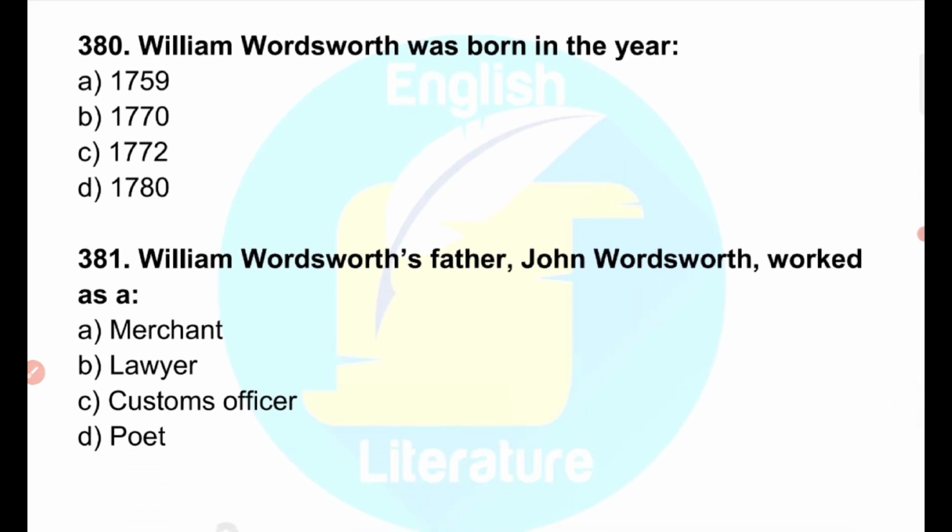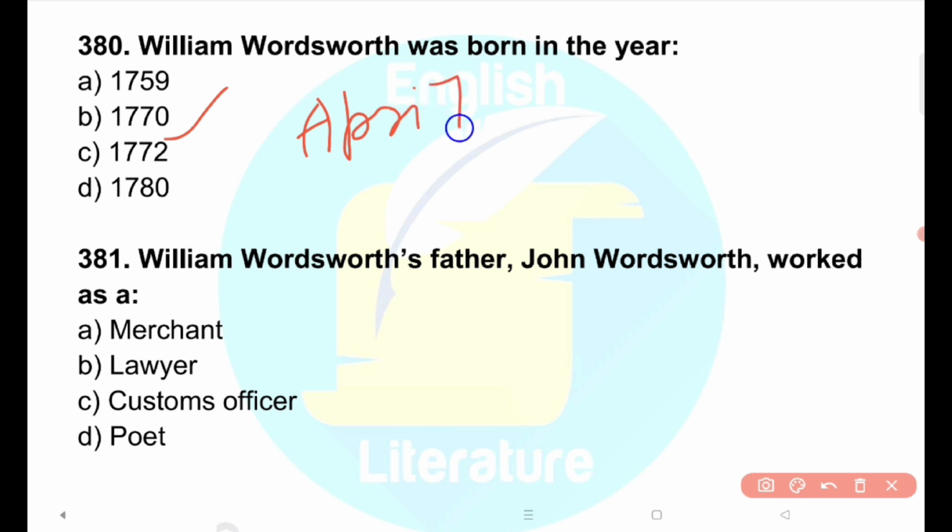William Wordsworth was born in the year option B, 1770. William Wordsworth was born on April 7, 1770, in Cockermouth, Cumberland, England.